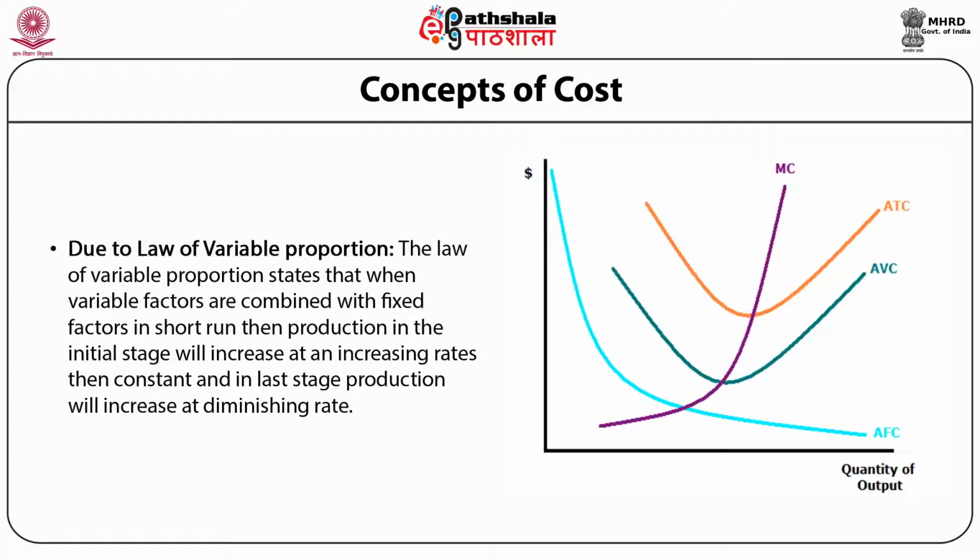Variable proportion. The law of variable proportion states that when variable factors are combined with fixed factors in the short run, then production in the initial stage will increase at an increasing rate, then at a constant rate, and then in the last stage production will increase at a diminishing rate.